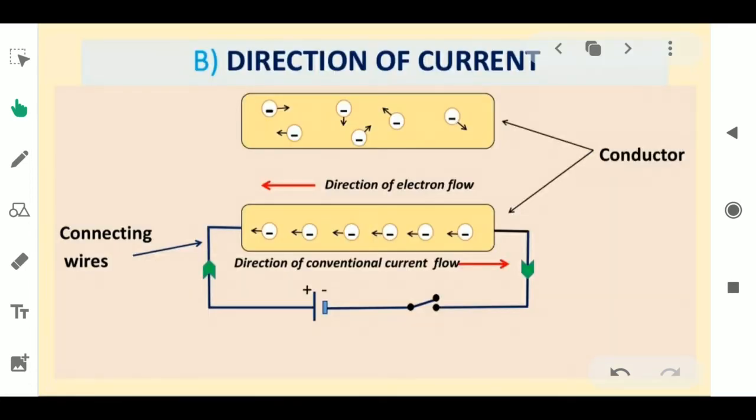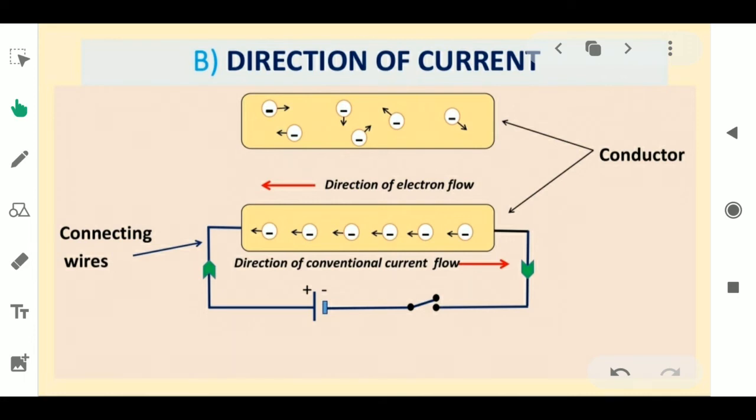The next important topic is direction of current. Here two pictures are there. The first picture represents a neutral conductor. When no external potential is applied to the system, we can say that the conductor is electrically neutral. In the first picture, these circles are electrons, and they are moving in random directions, right? Because they are electrically neutral.